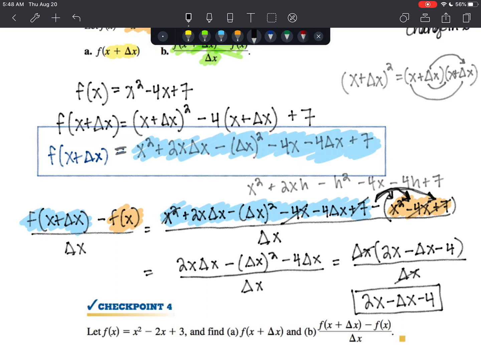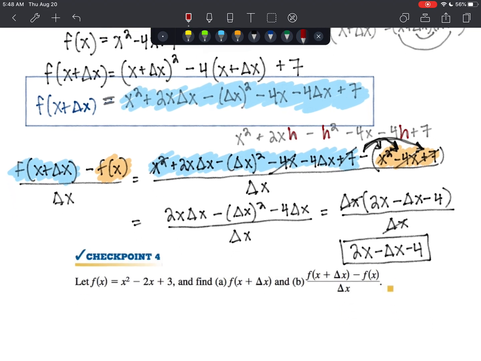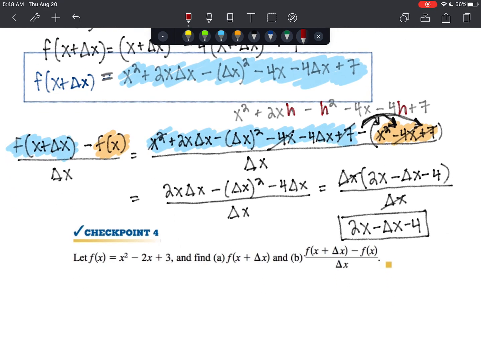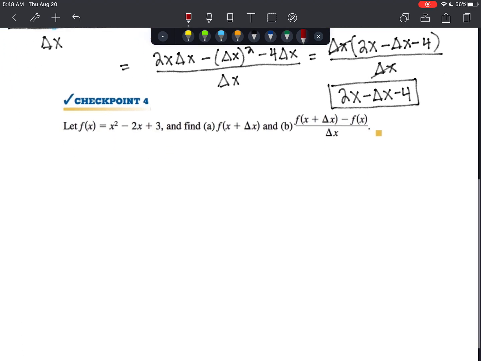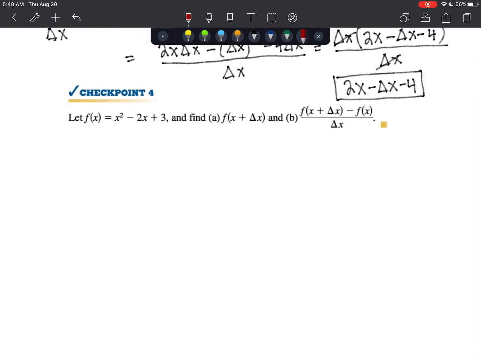Now you saw me do this little trick with the h's. So if the delta x is confusing you, you can use h's, but in the end you're going to have to substitute back out that h for delta x. Your answer has to have that delta x in it. And that's because that's the notation that they're dictating. Go ahead and try checkpoint 4, and when you come back, you'll reveal the answer. But see if you can try this one on your own.